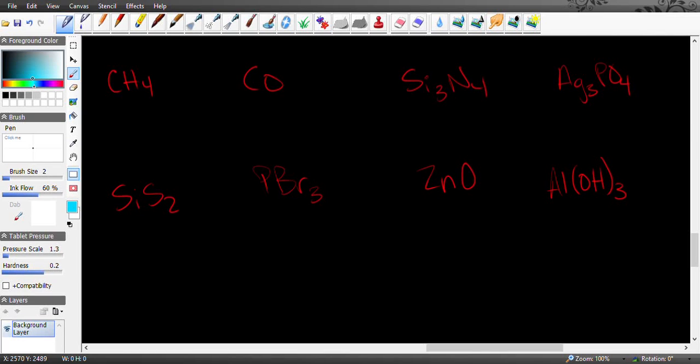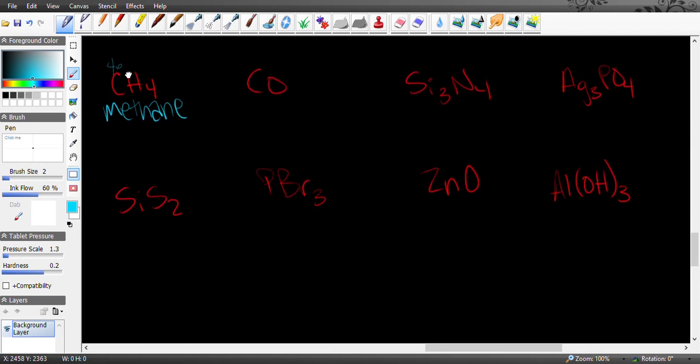Since you guys have to know hydrocarbons, I went ahead and gave you the easiest hydrocarbon. Here's all the formulas though, and we're going to name these. So CH4, that is methane. And please go ahead and try to pause this and then see if you can name all these. But for this one, let's do the Lewis structure too.